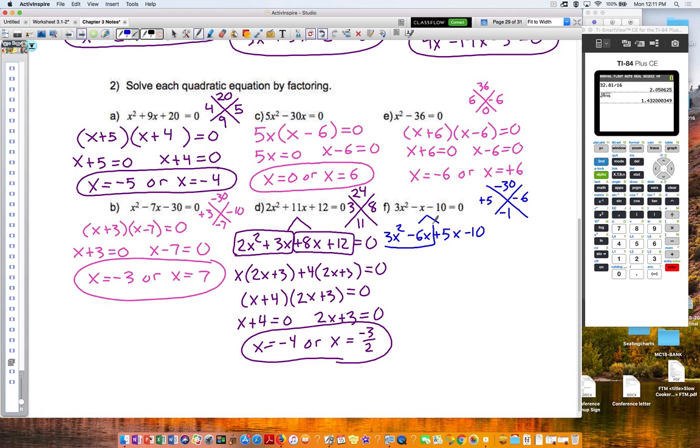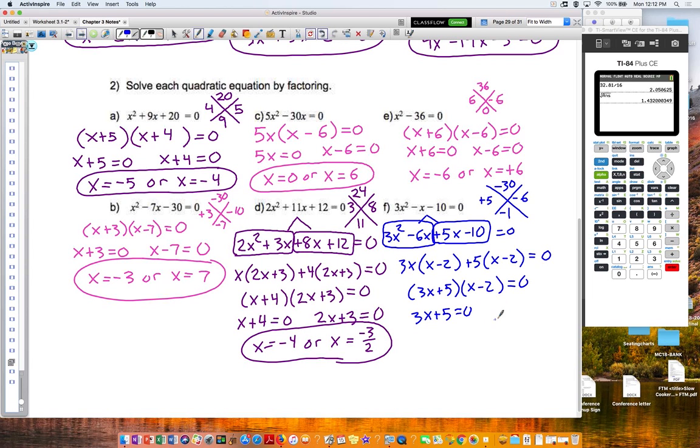So now, factor by grouping again. They have a 3 and an x in common. I'm left with x minus 2. These two terms have a 5 in common. I'm left with x minus 2. I apologize, this still equals 0. So I get 3x plus 5 sets of x minus 2's. That equals 0. So set each factor equal to 0. So I get x equals -5 over 3, or x equals 2.